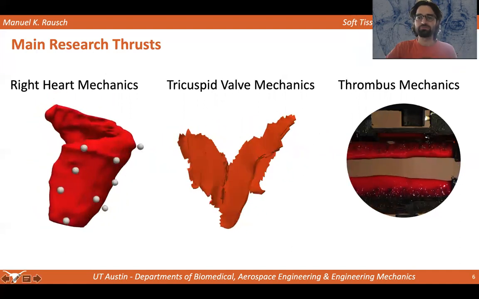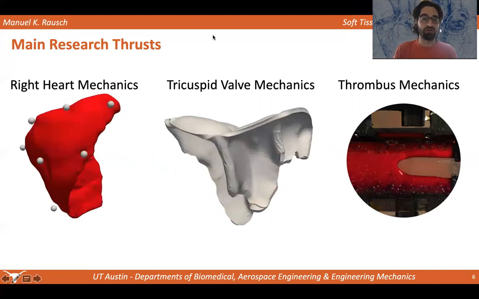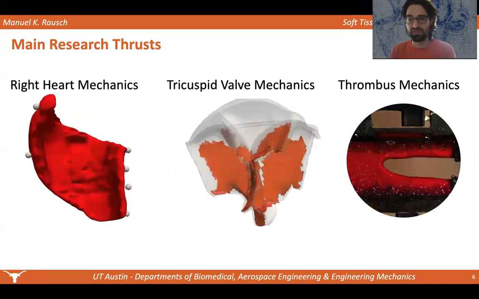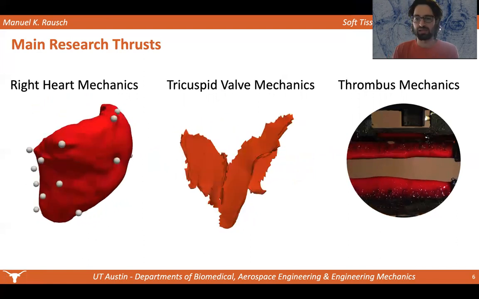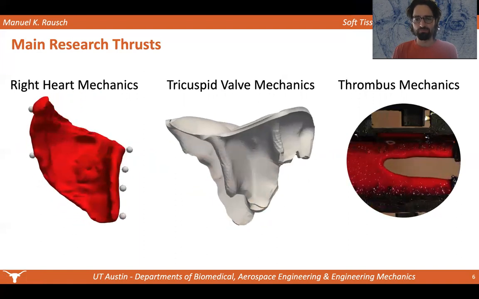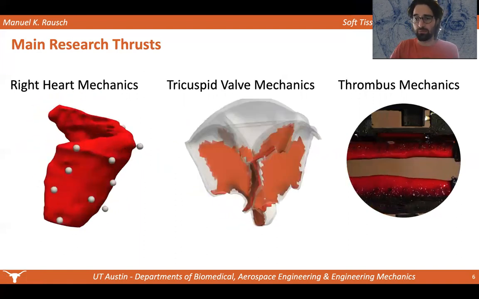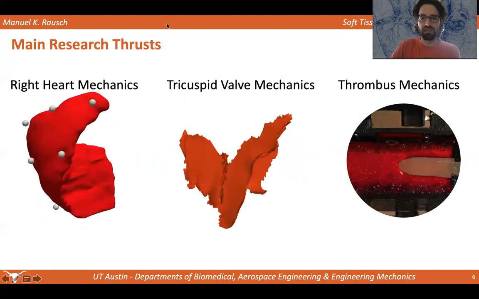We have 3 main research thrusts, one on right heart mechanics, one on the tricuspid valve, and one on thrombus mechanics. We also have other projects related to medical device design, as well as other basic science questions, such as thermomechanical coupling in skin. But I'm going to talk about these main thrusts today.